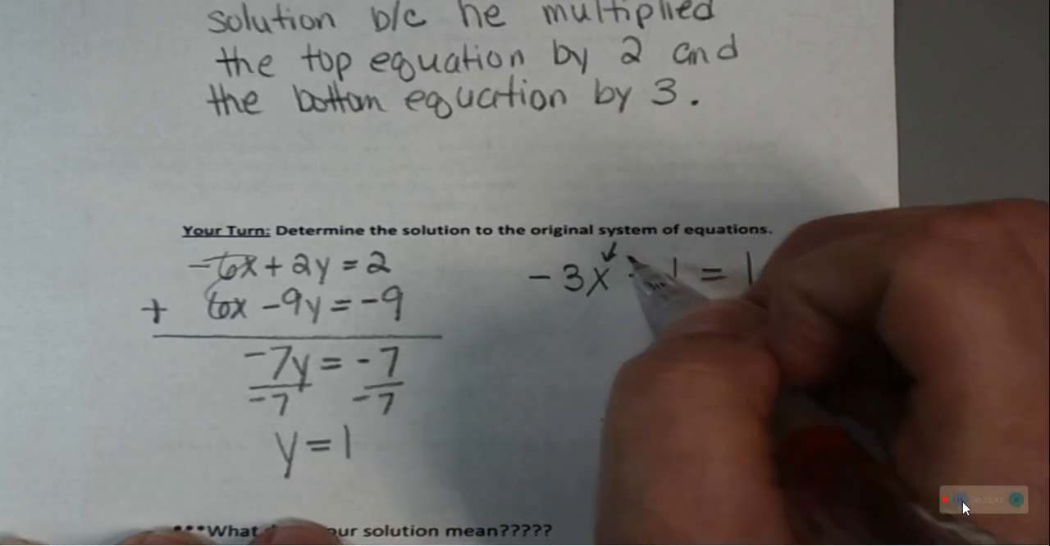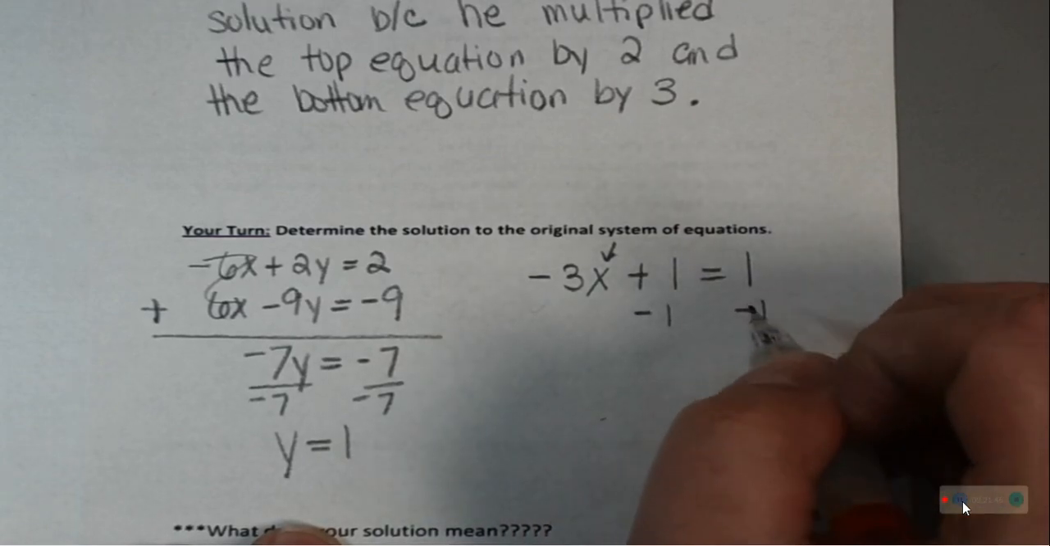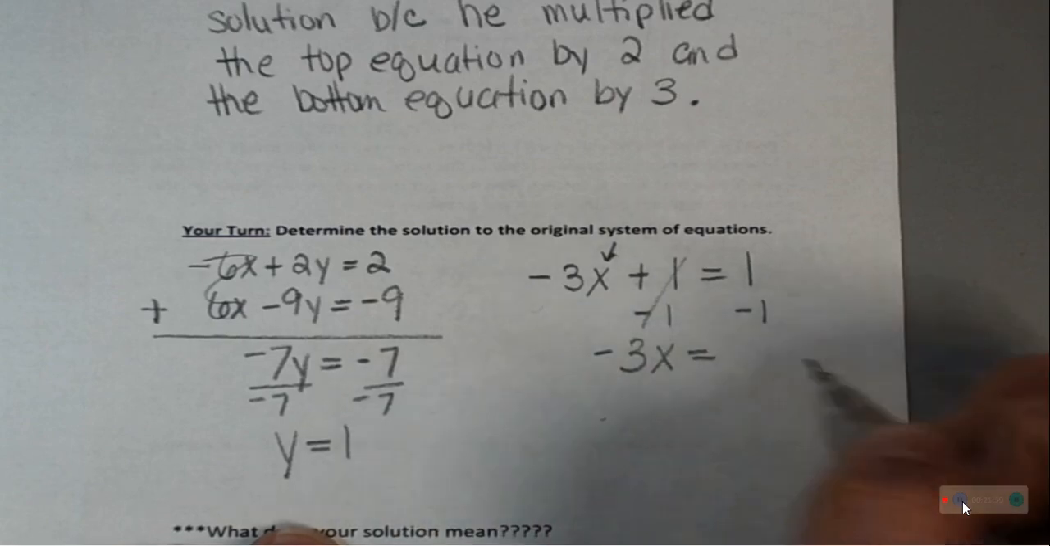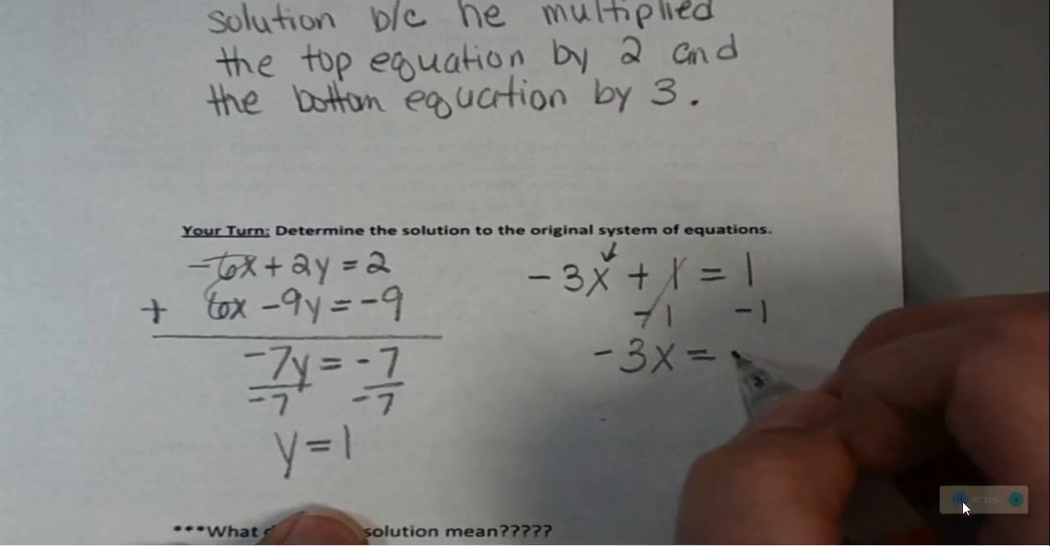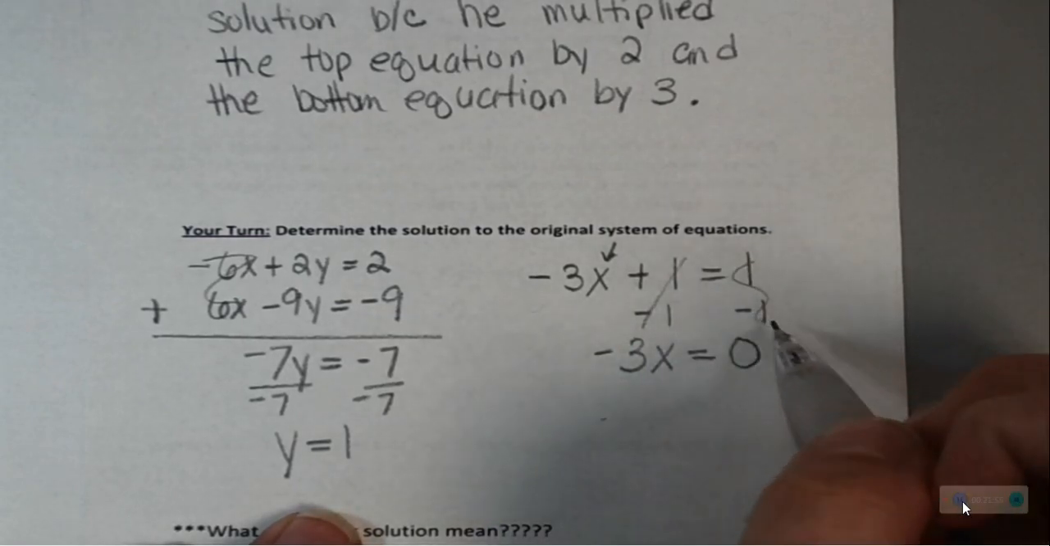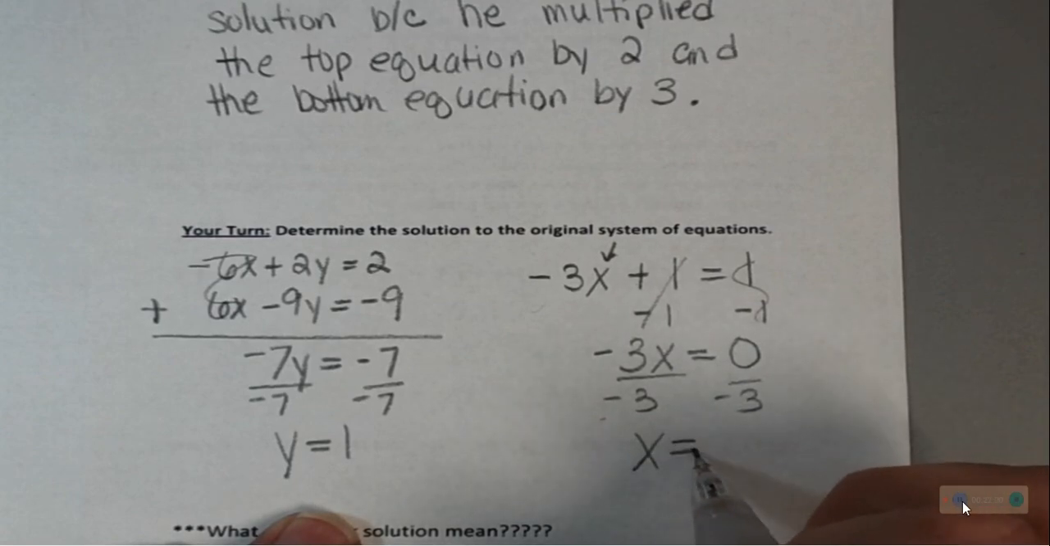So, I'm going to solve for x. How do I get rid of plus 1? Yep, that's right. Subtract 1 from both sides. Negative 3x equals 0. I got scared for a second because I didn't realize that was going to cancel out. So this cancels out and gives me 0. I divide by negative 3, and x equals 0.